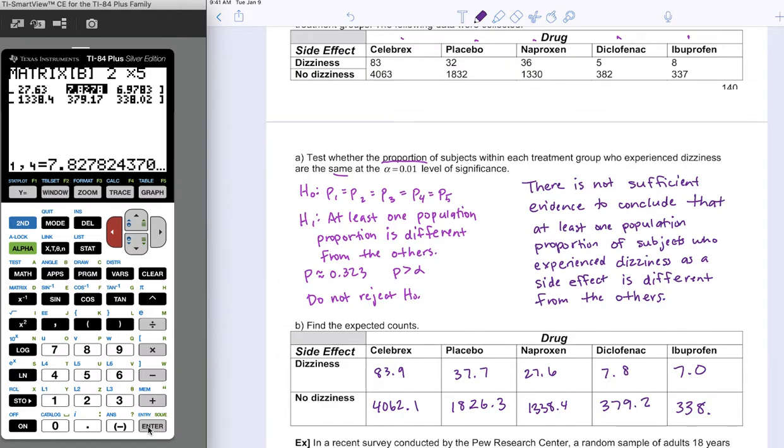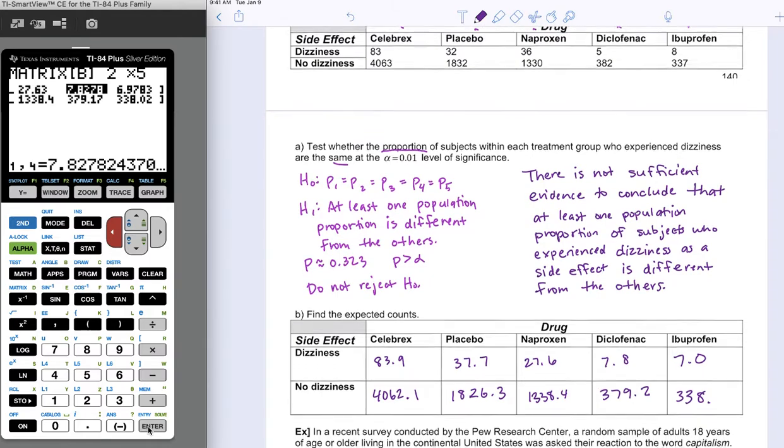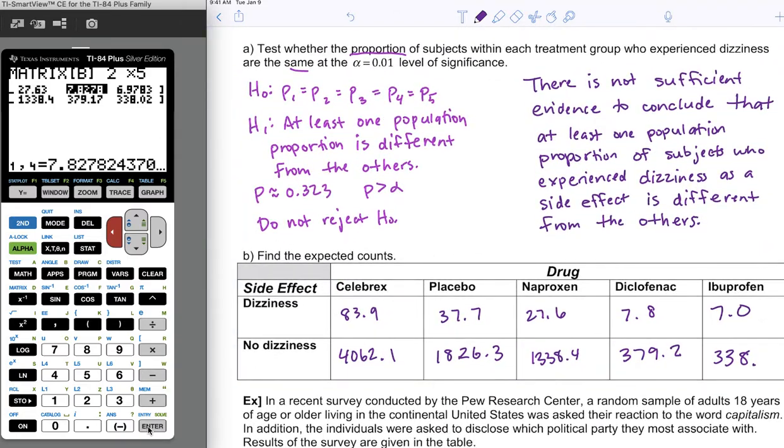So that might be a reason to look at the expected counts if you want to see how different they are. But these kind of make sense. None of them are really way far off to call into question our p-value. Okay, so let's try one more example.